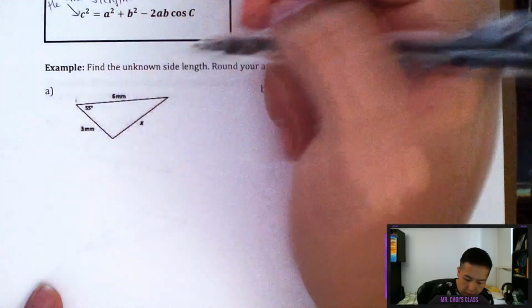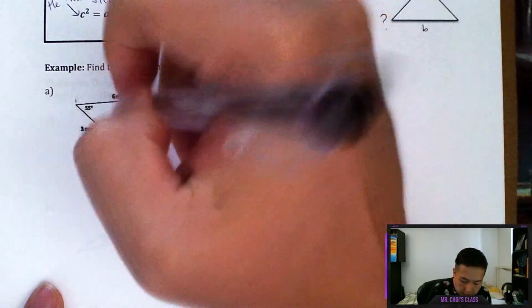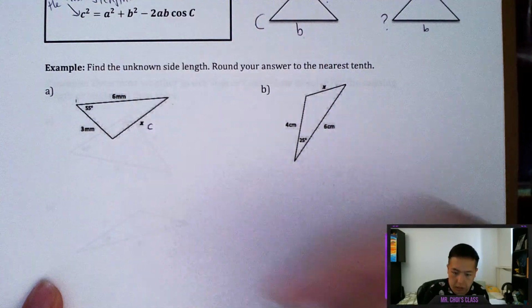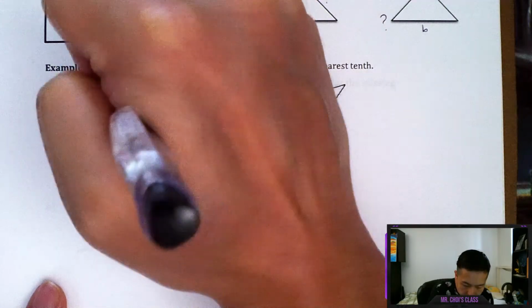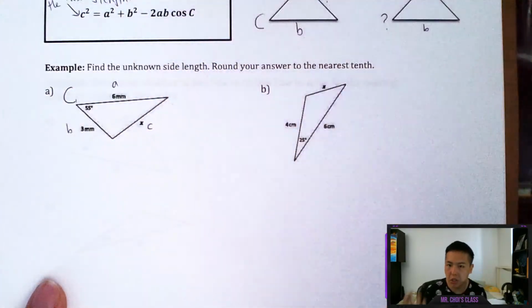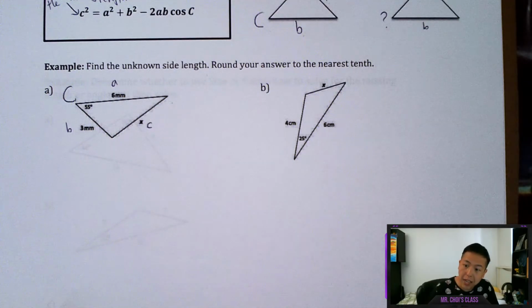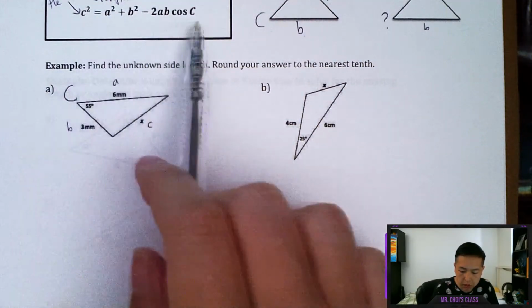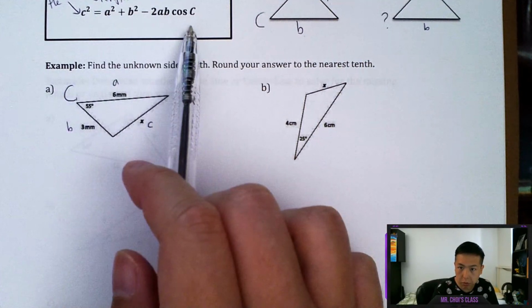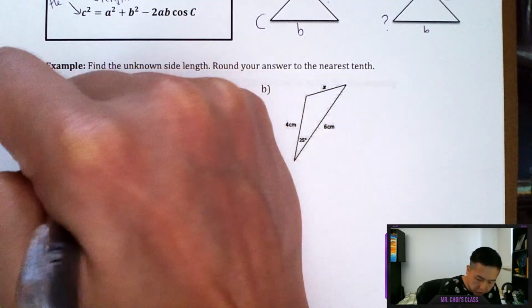First, I'm going to label my triangle. Since this is the missing side, I'm going to designate this as small c, which means this angle here is capital C. The other two sides, it doesn't matter which one's which, I'm just going to call A and B. Once we have that down, we can now plug it into our formula. Our formula is up top here, so I'm just going to copy it down for this question.